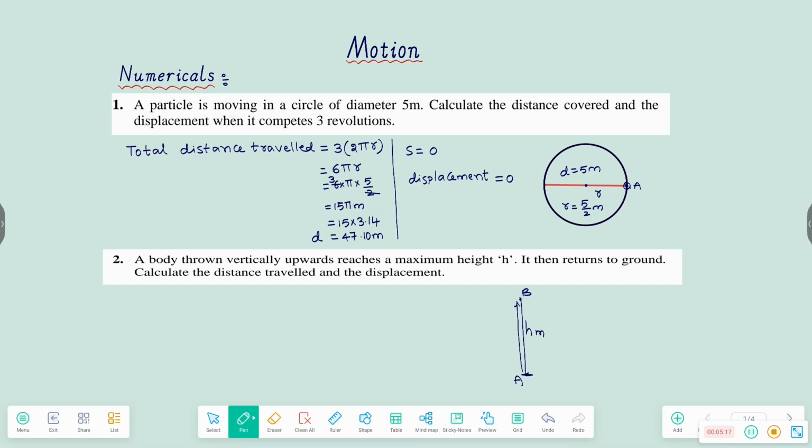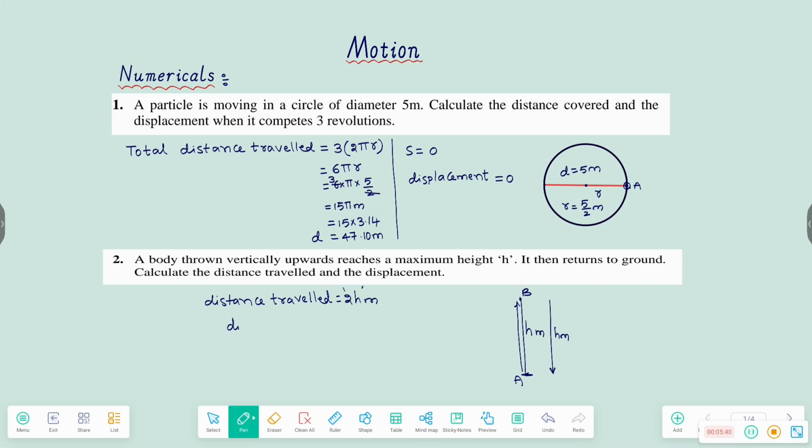H meters. Again when it is coming down, again h meters. So total how much distance is traveled? So distance traveled will be, for going up h meters and while coming down also h meters, total 2h meters. This is what distance traveled.